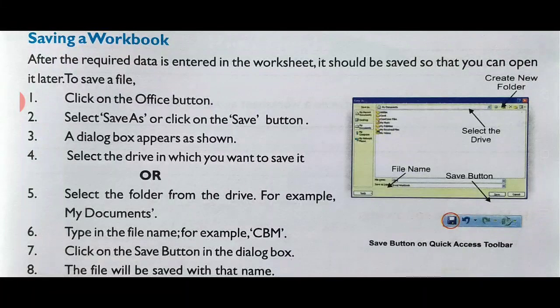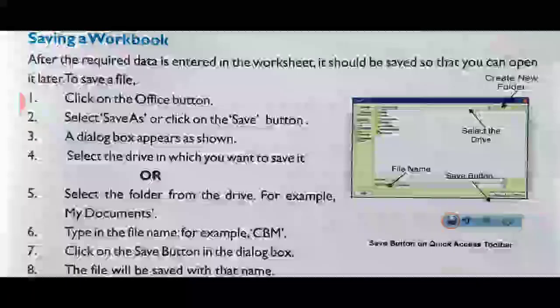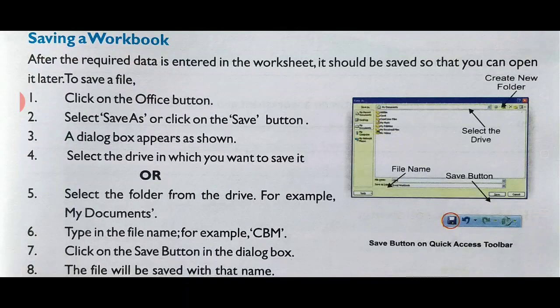If you want to save the file, you have to follow some steps. First, click on the office button. Second, select Save As or click on the Save button. Third, a dialog box appears as shown at the left side. Okay. Fourth, select the drive in which you want to save it. Then type the name of your file and simply click on Save button.